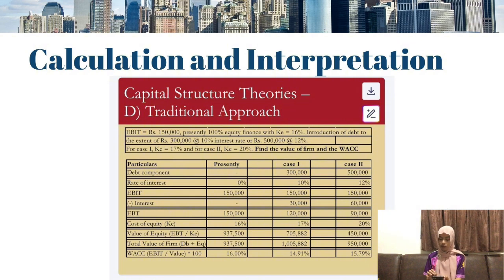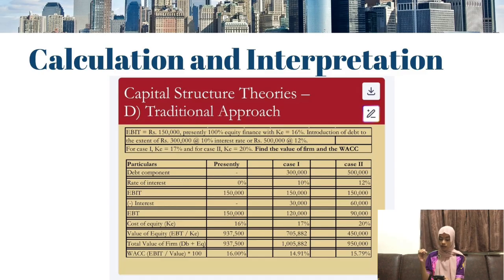And then, to have the value of equity natin is, yan, sinolve niya since breakdown nga talaga siya. So, mag-focus na lang muna tayo sa value of equity na agad. So, para makuha natin yung value of the firm, i-add natin yung value of equity and the debt. So, itong value of equity natin sa present, wala tayong i-add since wala namang debt na binigay sa present. Here sa case 1, meron. So, in-add siya, 705,882 plus the 300,000 is 1,005,882. In case 2, in-add din siya, which gives us 950,000.